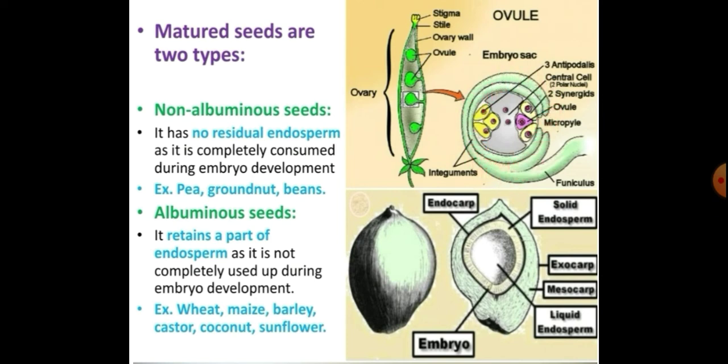It is completely utilized. Now, the second type of seed is the albuminous seed. What is this seed? It retains some part of the endosperm, as it is not completely used up during embryo development. So some small part of the endosperm remains as such. A seed where a part of the endosperm is retained even after the development of the embryo is called an albuminous seed. Examples are wheat, maize, barley, castor, coconut, sunflower.